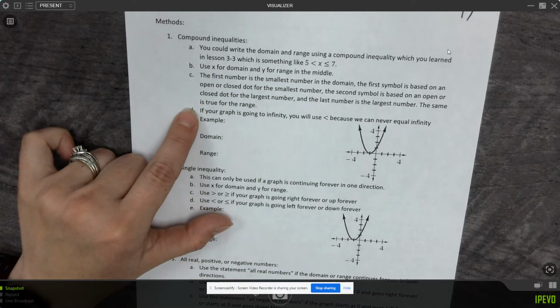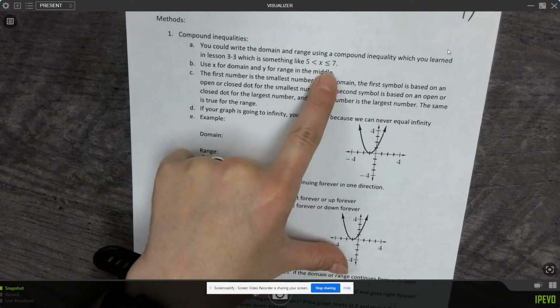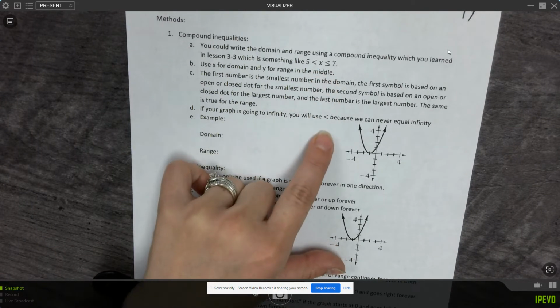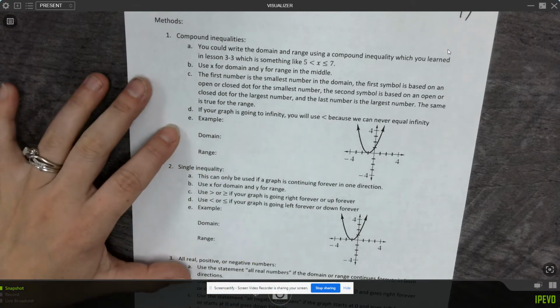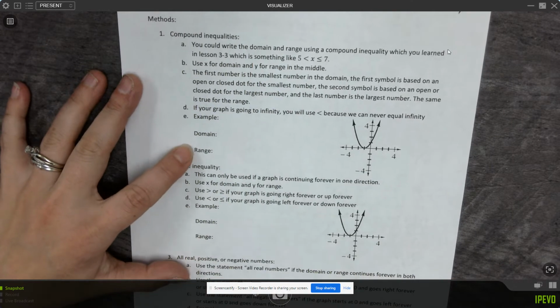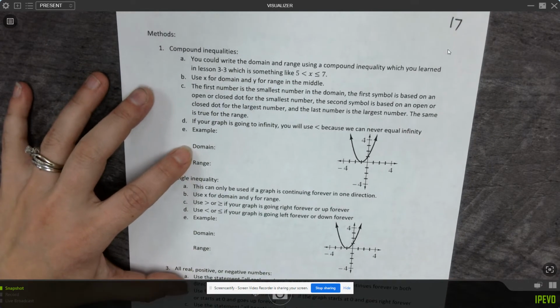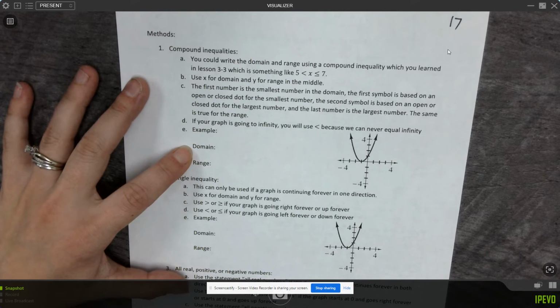If your graph goes to infinity, positive or negative, you're going to use a less than sign for that symbol, here or here, because we can never actually equal infinity. So let's look at how our example could be written for this graph, domain and range. So domain are your x's. We're going to look left to right.